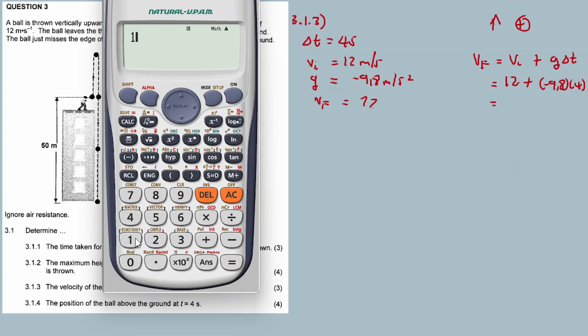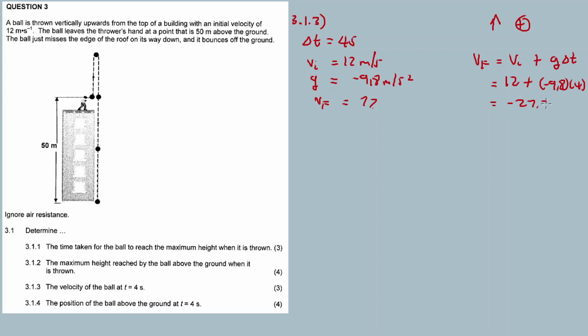My answer is 12 plus negative 9.8 times 4. The answer is negative 27.2 meters per second. Therefore v final is equal to 27.2 meters per second. Downward, you need to provide a direction. The negative means we are going down, because up was taken as positive, the answer comes out as negative, which means the ball is going down now. So this is the direction of the velocity, since velocity is a vector.